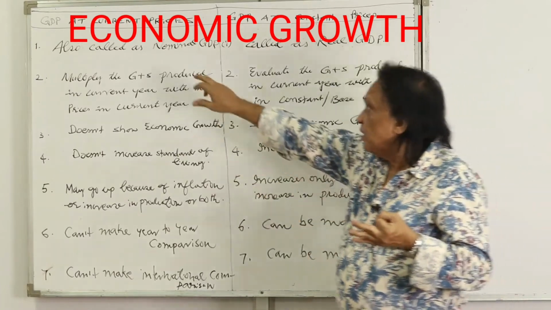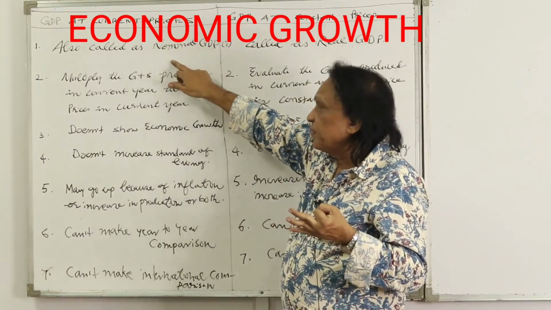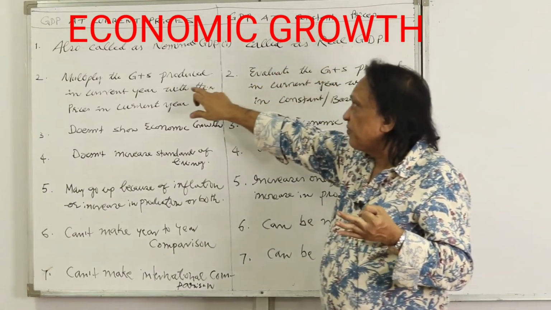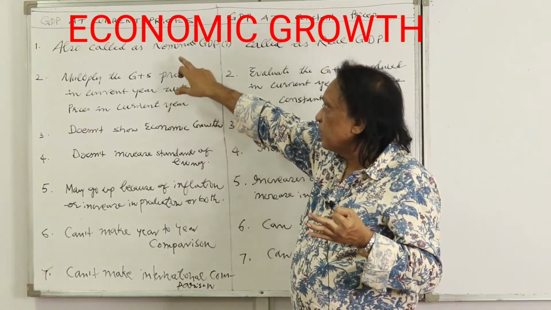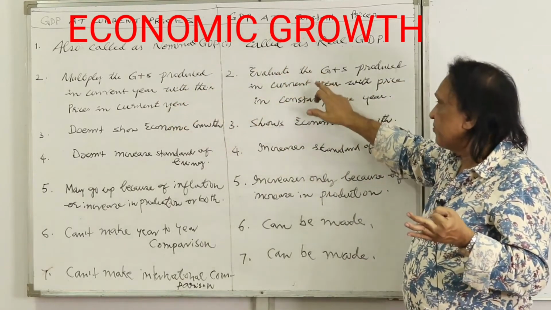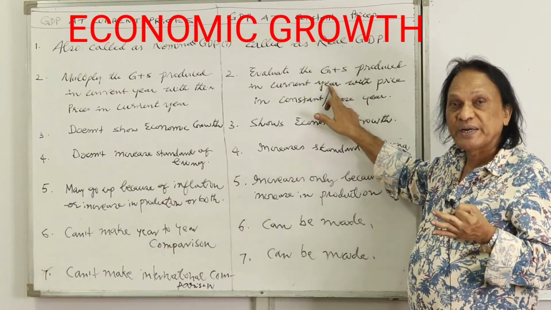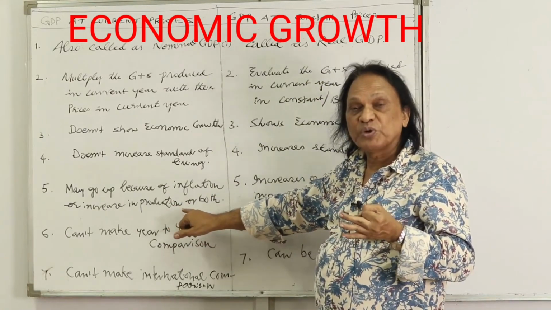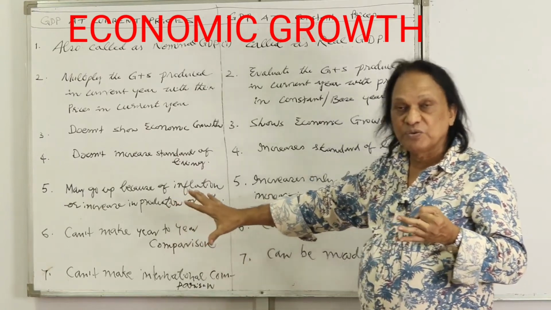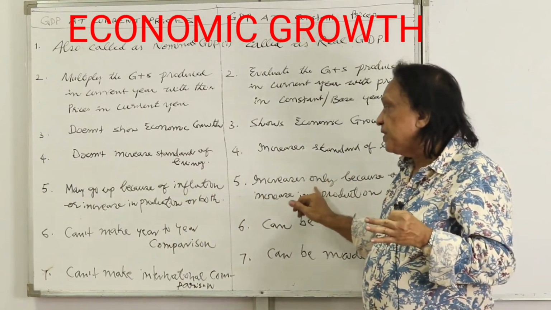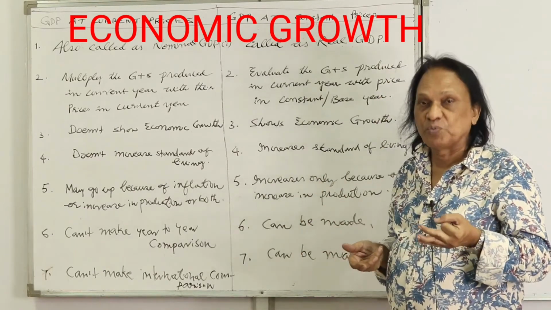So the first point, GDP at current prices is called nominal GDP. GDP at constant prices is called real GDP. We can find out nominal GDP by multiplying goods produced in the current year with their current prices. Real GDP we can find out by multiplying the goods and services produced in the current year with the base year prices. And nominal GDP can go up because of an increase in output, an increase in prices, or both. But we have seen mostly it goes up because of inflation. But real GDP increases only because of an increase in output.